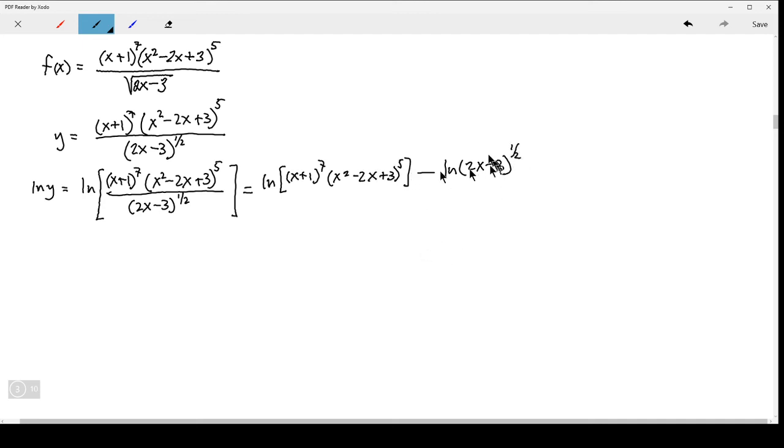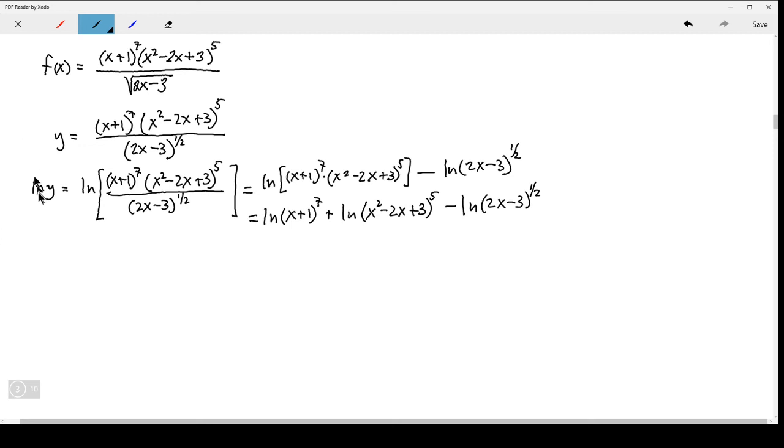All right, now I'm going to leave that alone for a minute, and over here I have a product. All right, so I can break that product up, ln of x plus 1 to the 7th plus ln of x squared minus 2x plus 3 to the 5th minus this term here. All right, and then the last step that I want to do is bring all the exponents in front.